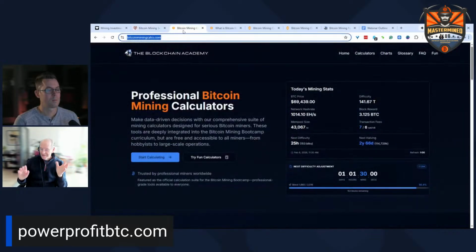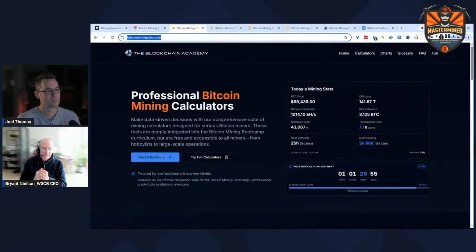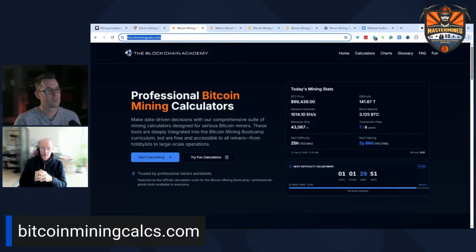So from that standpoint, that gets me to one of my favorites. This is our Bitcoin mining calculators. Now, when I first started this, Scott showed me actually a version of this. I didn't know that he had a Bitcoin mining calculator website, and it was very, very clever that he had built it out, but he built it out a couple of years ago.